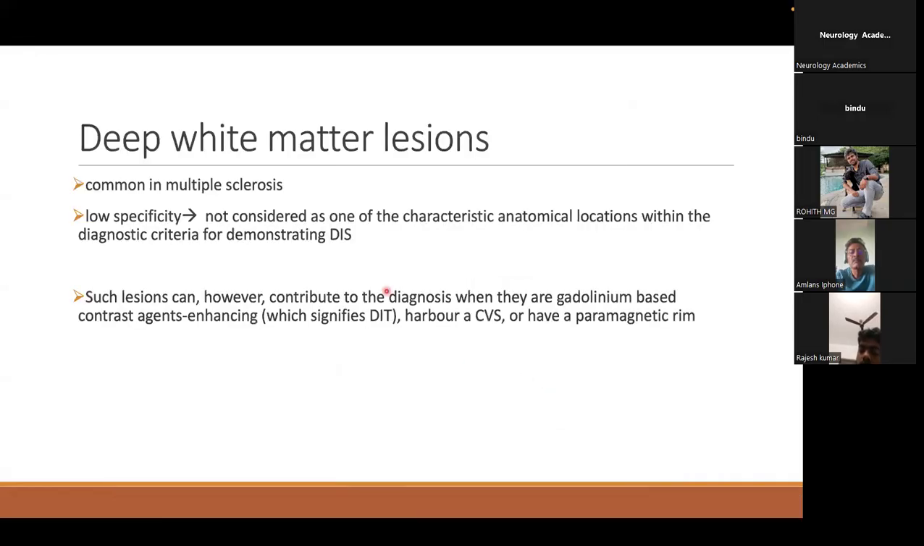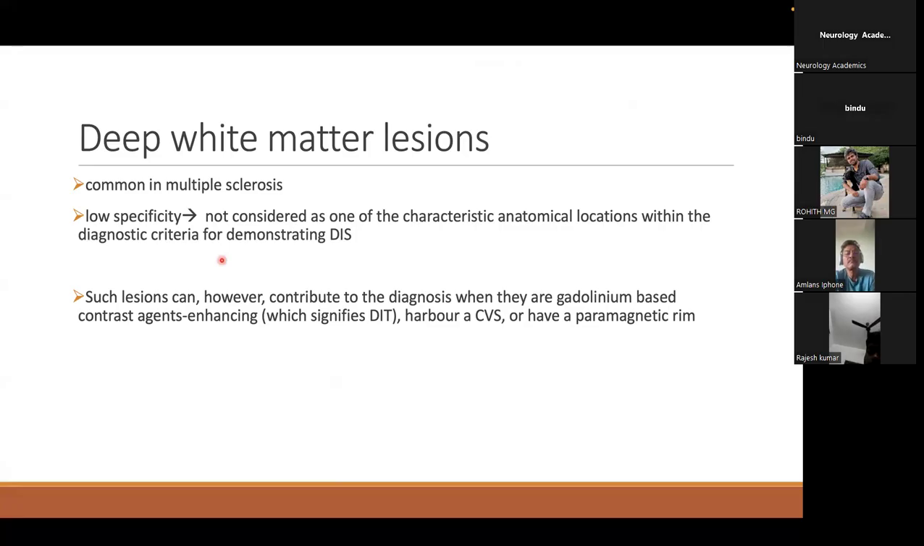Coming to deep white matter lesions, they are common in multiple sclerosis. However, deep white matter lesions are seen in other diseases, like small vessel ischemic disease. So it has a low specificity. That is why it does not come under the diagnostic criteria for dissemination in space in MS. However, such lesions can contribute to the diagnosis for dissemination in time.